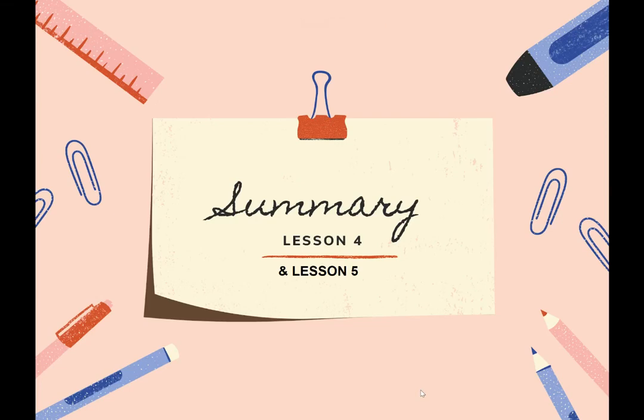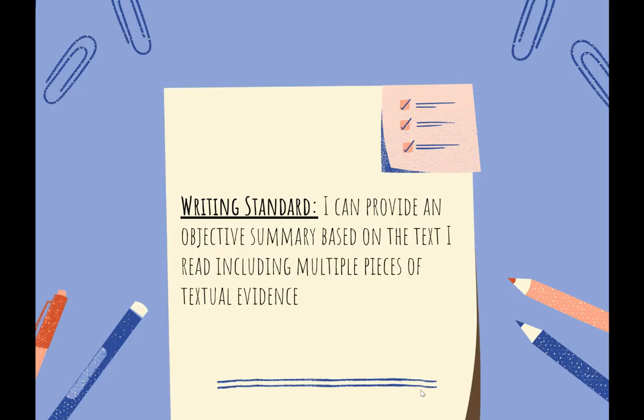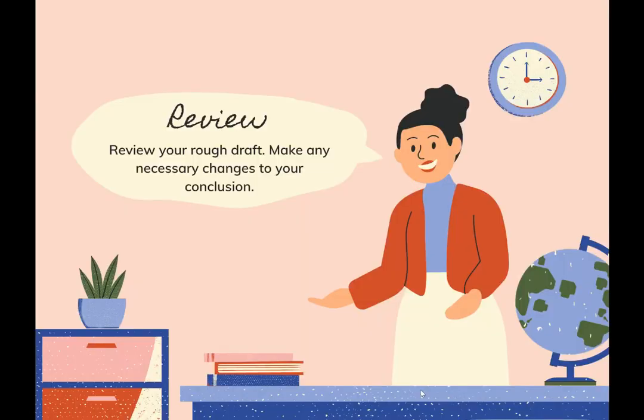Today we are going to do summary lesson 4 and 5 because they're pretty short, so we should be able to get both of them completed in class. Remember that this goes with the Utah Core Writing Standard where you write an objective summary with textual evidence.